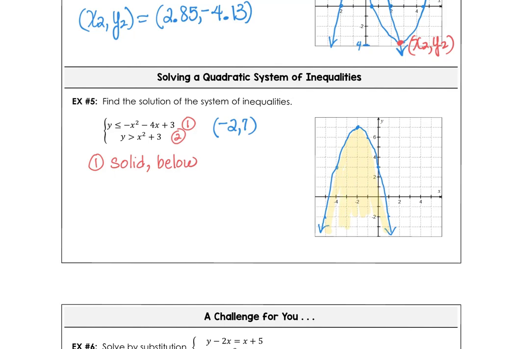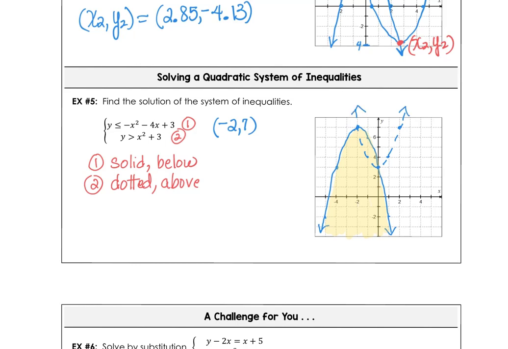And then we'll move to x squared plus 3. That's a little easier to graph. X squared plus 3. Equation 2 is going to be a dotted or dashed line, and we're going to shade above that parabola. And that parabola moves up 1 and then up 3, left 1, up 3, right 1. So we have a parabola with a dotted or dashed boundary line.